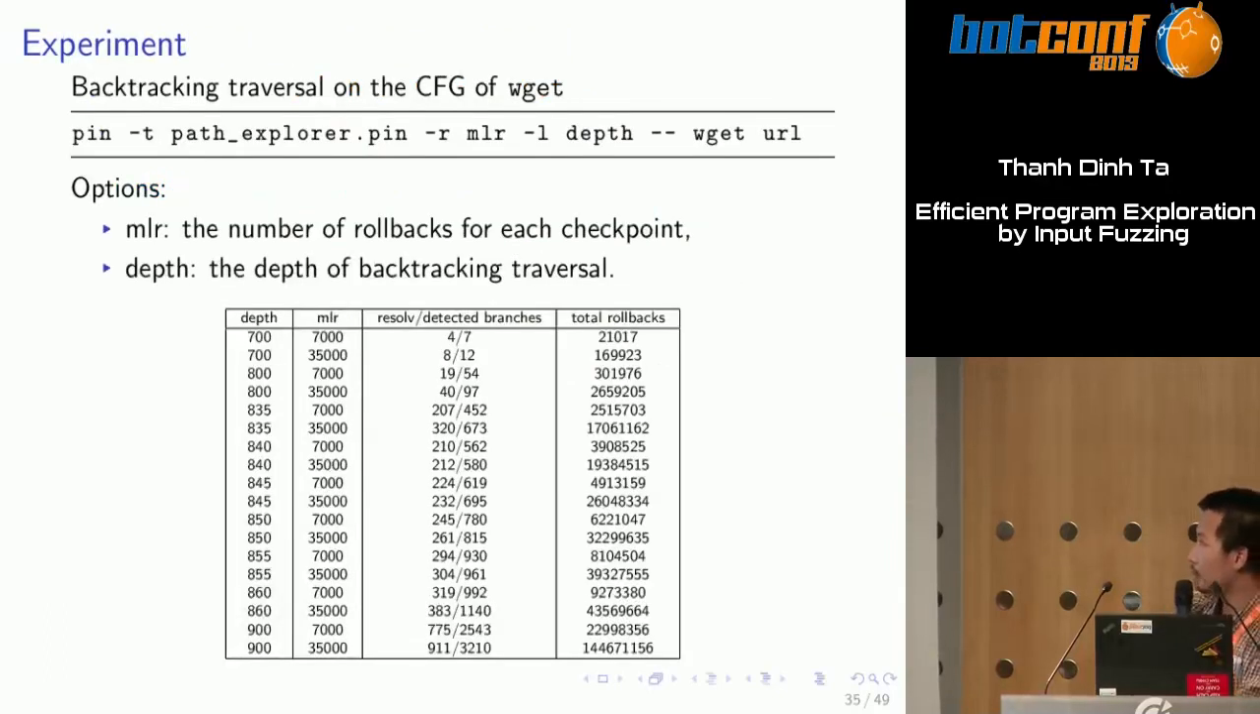And here we can test. For example, here I test with the program duplicate.